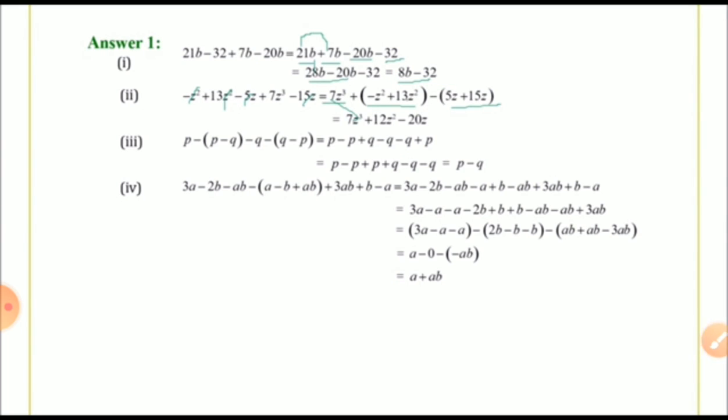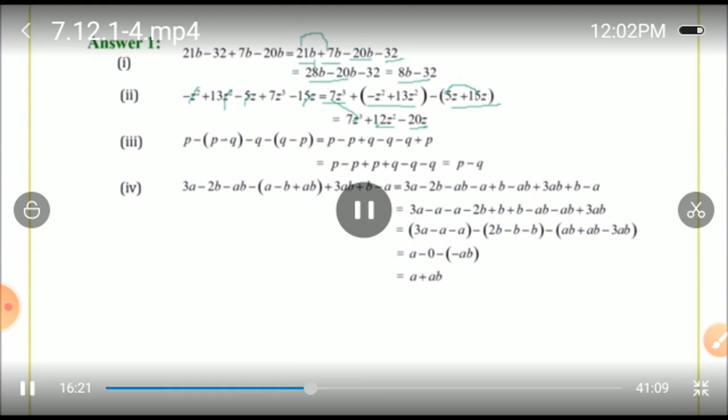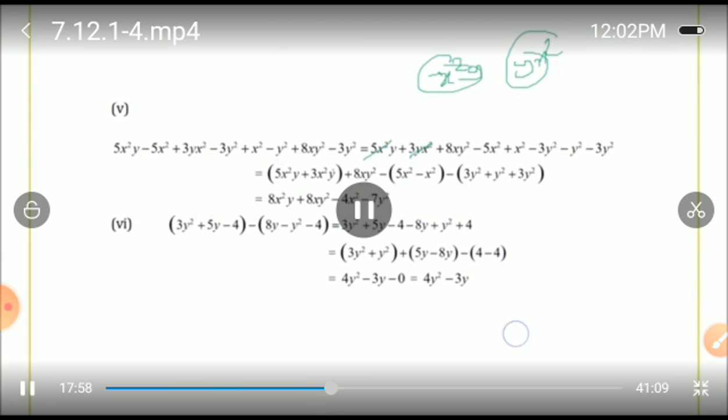Whenever you are opening the bracket, minus sign is there, so inside the sign will be changed. Yes, p minus q is the final answer. A plus ab is the final answer. Isn't it? Okay. Now look at here. Next question. Question number 2.